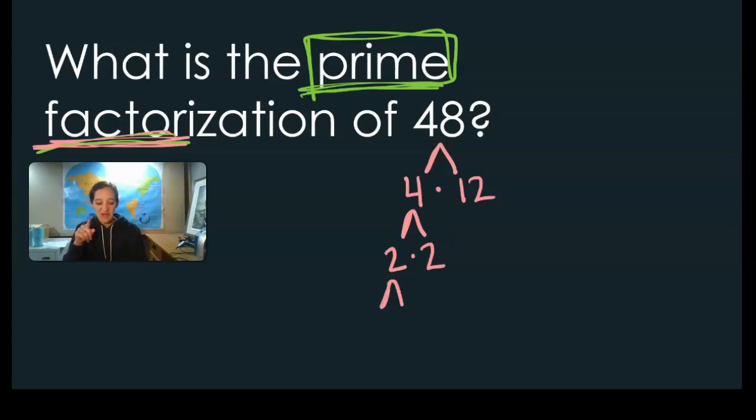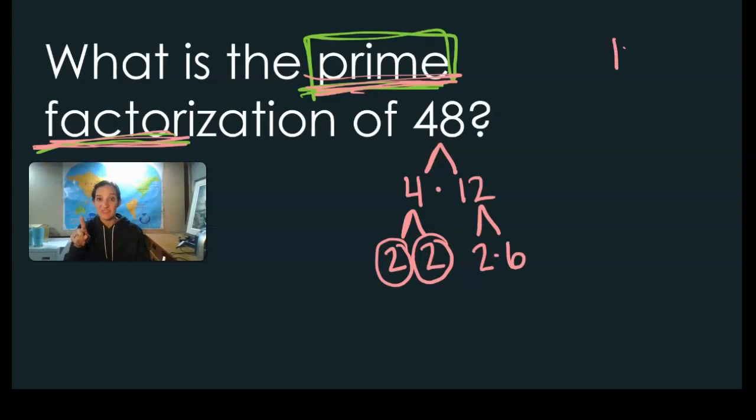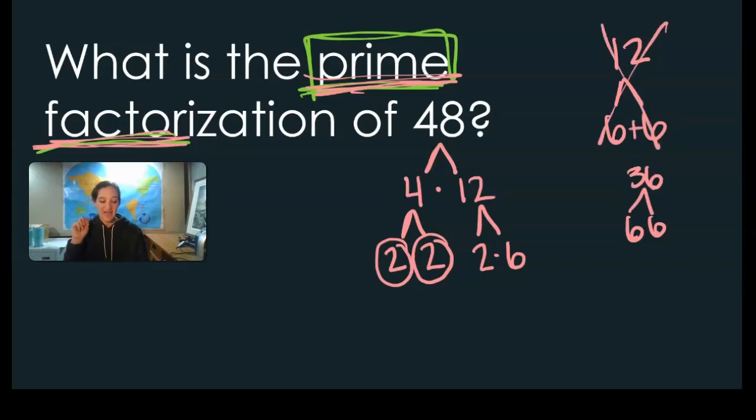I know 2 is prime because all I can do is 2 times 1, right? So I don't even need to put that. I just know I can circle those 2's because 2 is prime. Now with 12, 12 is not prime because I know I can go 2 times 6. One thing I hope you did not do is go 6, 6, right? 6 times 6 are factors for 36, not for 12. We are not adding, we are timesing these numbers together.